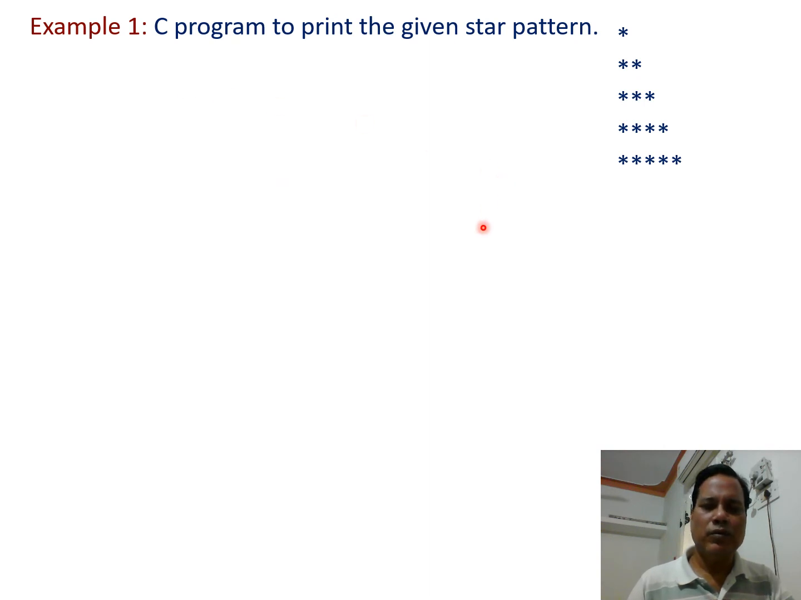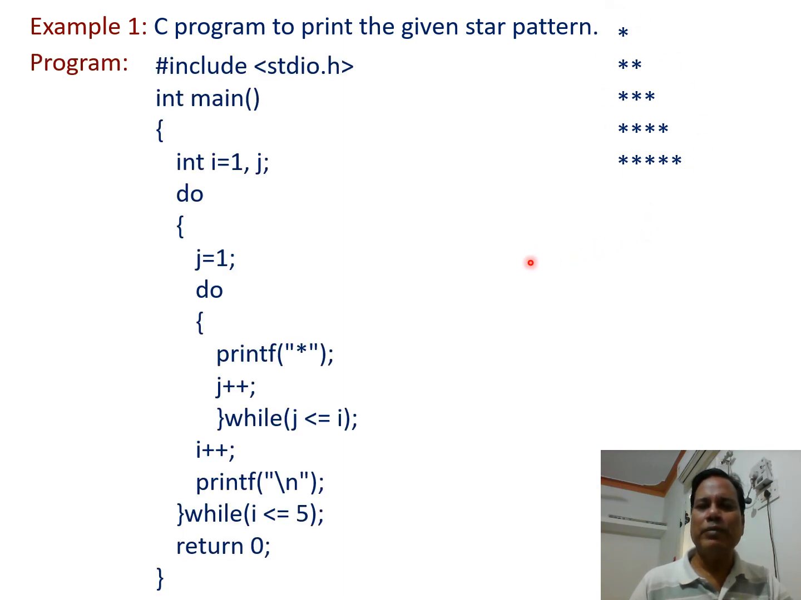Now we will try to understand the nested do while loop using some example program. So in this example program, we have to write a C program to print the given star pattern. That is, we have to print a right angle pattern of the star. So a program can be written like this one. Now let us try to understand this program.